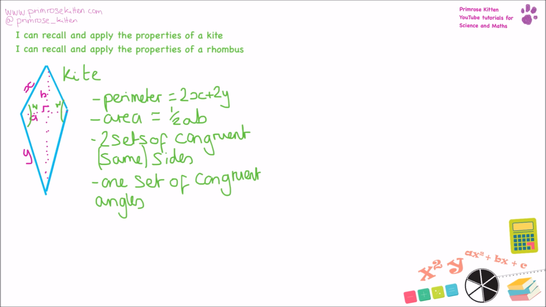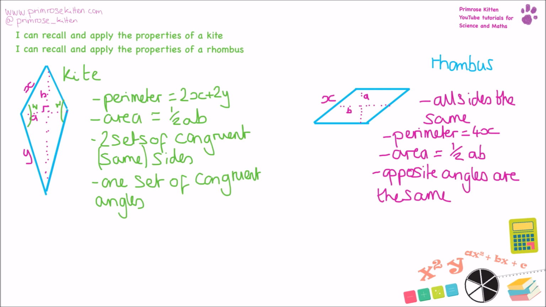For a kite, we're going to have two sets of lines that are the same. So our perimeter is going to be 2x plus 2y. Our area is going to be half A times B, and we're going to have one set of angles that are the same. For a rhombus, you're going to have all sides being the same, so the perimeter is going to be 4x. The area is going to be half A times B, and opposite angles are going to be the same.